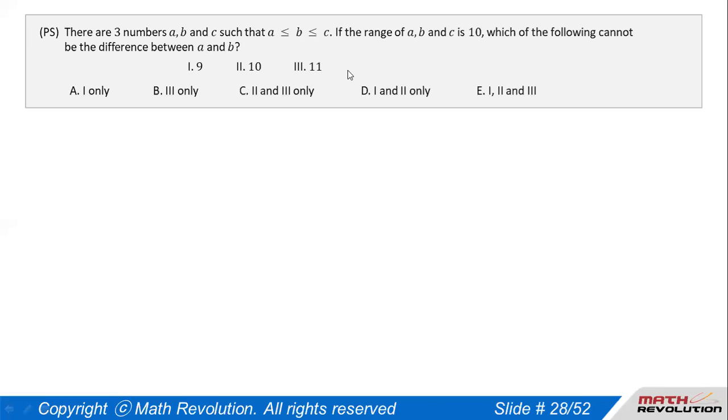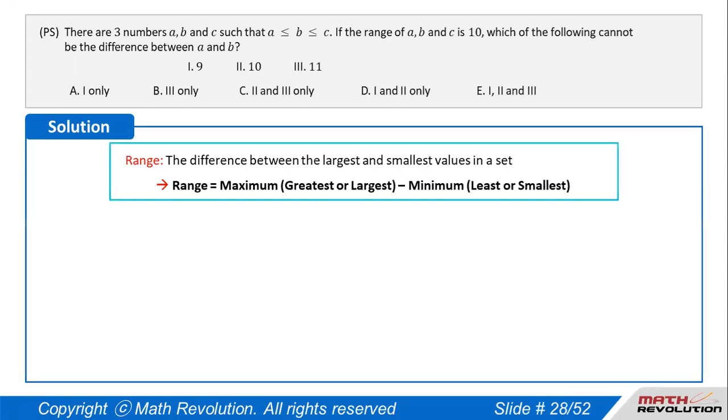So don't try putting your mindset on various other values. It's pretty clear that I have to mark my answer out of 9, 10, and 11, which are first, second, and third. So I'll consider all the possible cases where the difference of A and B could be 9, 10, and 11, and whether it matches the given condition, which is A is less than or equal to B, which is less than or equal to C, and also the range happens to be 10. That is one of the major things which I have to satisfy. So let's talk about this. The range concept is maximum minus minimum.